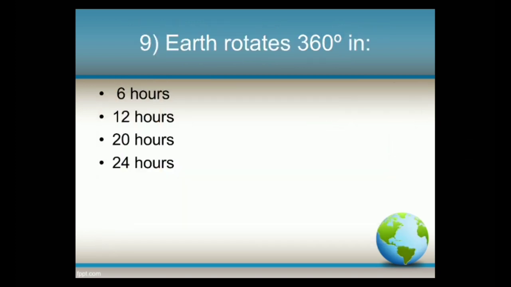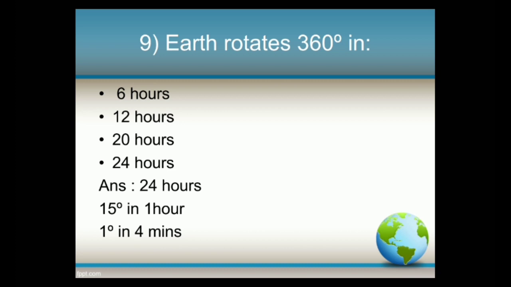Next, Earth rotates 360 degree in, options are 6 hours, 12 hours, 20 hours, and 24 hours. And the answer is 24 hours. It makes 15 degree in 1 hour, 1 degree in 4 minutes. So please remember this, that the Earth rotates 360 degree in 24 hours.